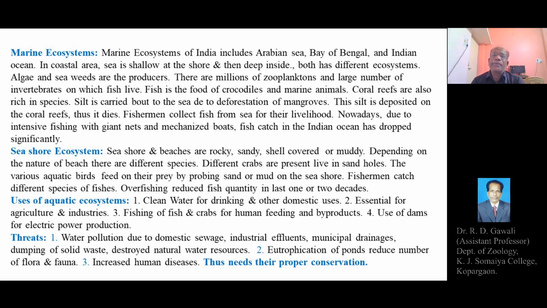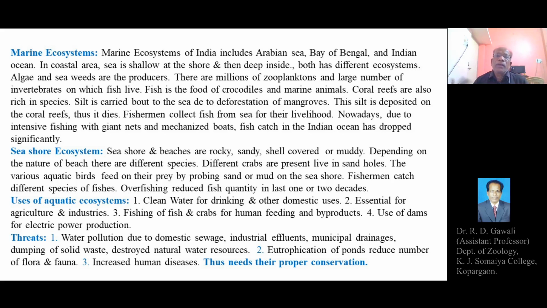There are different species present on the beach region or the shallow waters of the sea coast, like different crabs which live in sand holes, and the various types of aquatic birds feeding on their prey by probing or inserting their beak in the sand or mud on the seashore. So we can observe the seashore ecosystem where it is covered by either a rocky, sandy, shale covered, or muddy substratum, and depending on the nature of the beach, there are different species.